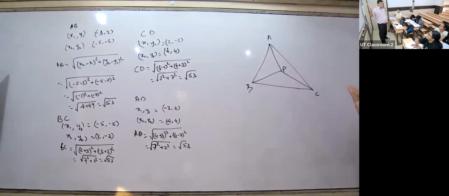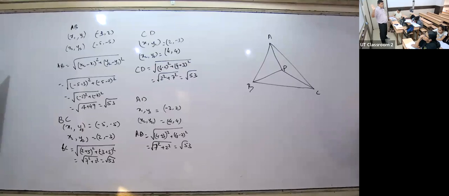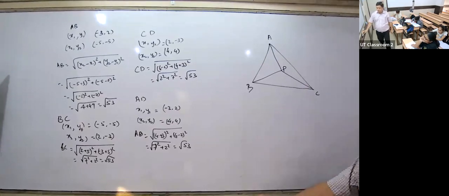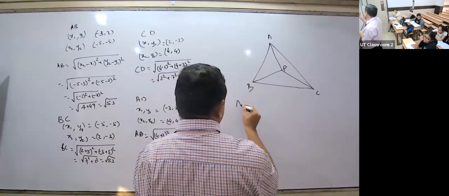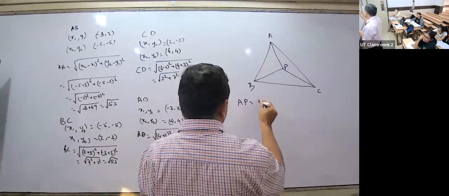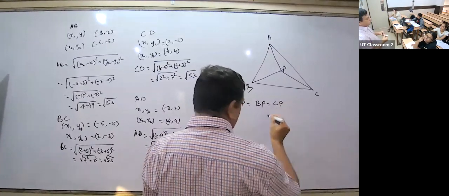You know what is circumradius over here? AP or BP or CP, anyone. Now, here, if P is the circumcenter, what are the equal conditions? AP will be equal to BP will be equal to CP. Are you followed? Now, how many conditions do you get over here?